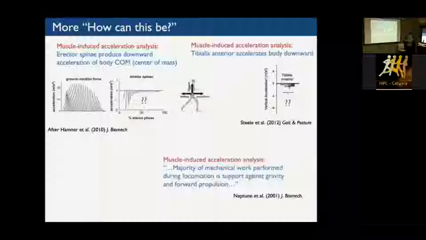Another one is the conclusion that the majority of mechanical work performed during locomotion is support against gravity and forward propulsion. That's kind of puzzling because both should be zero. If you're walking at steady speed on level terrain, there's zero net work done against gravity, and there's zero work done for propulsion.